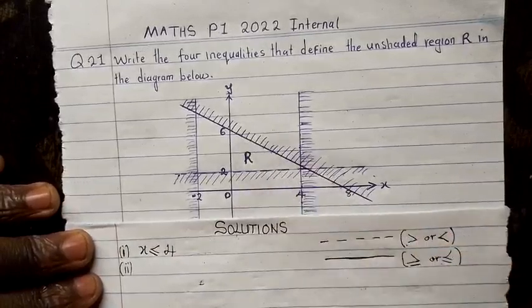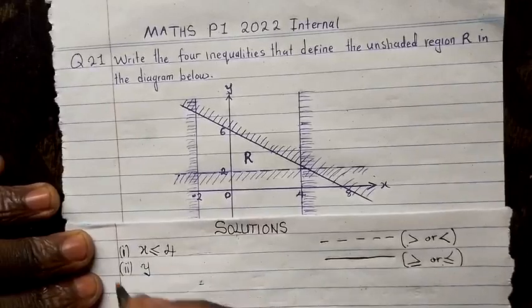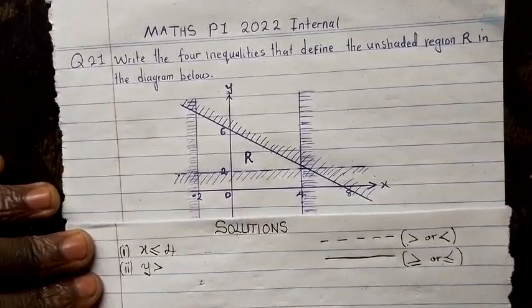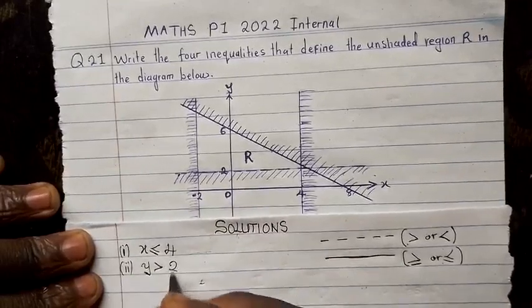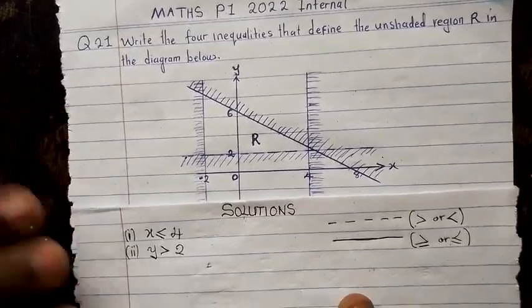In the y-axis, so I'm going to write y. Then which symbol am I going to use? Greater than. Okay. At which point? 2. Then after this one, we are done.